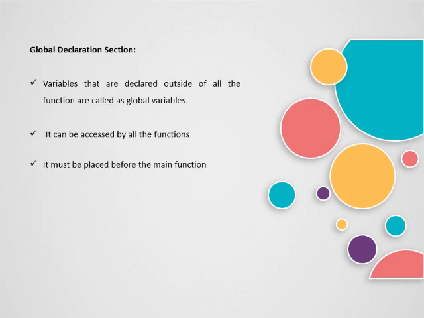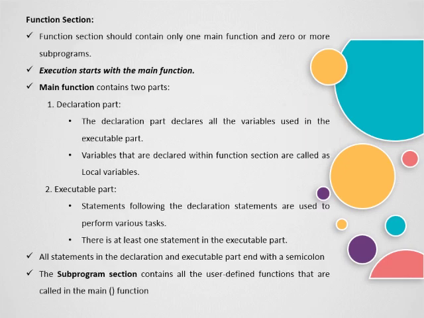Global declaration section. The variables that are declared outside of all the function sections are called global variables. These global variables can be accessed by all the functions in the C program. So it must be placed before the main function.